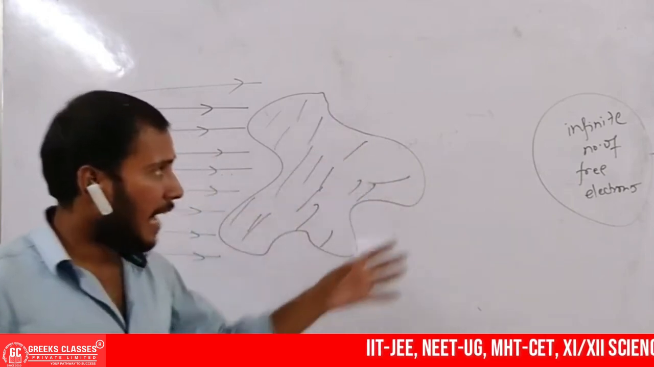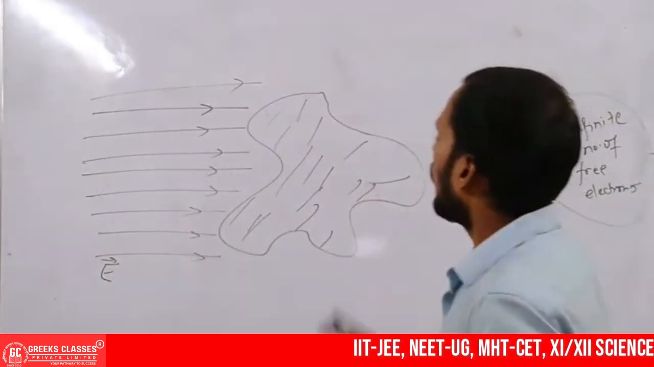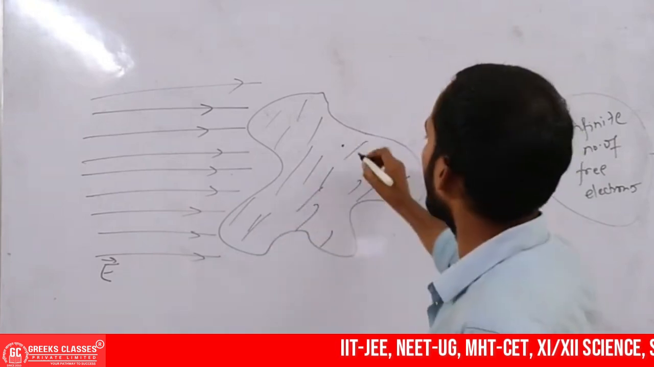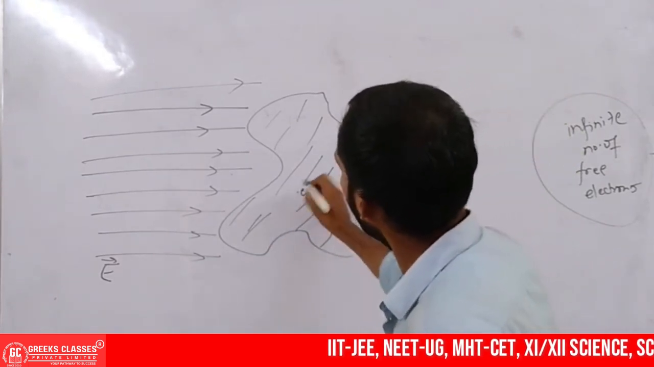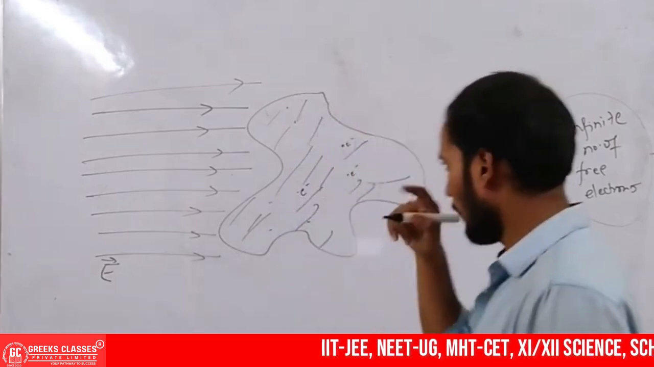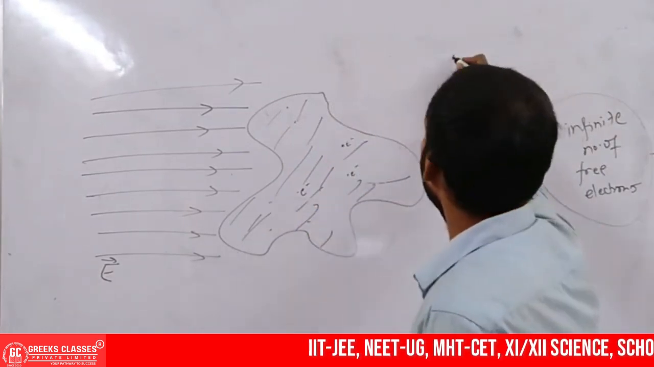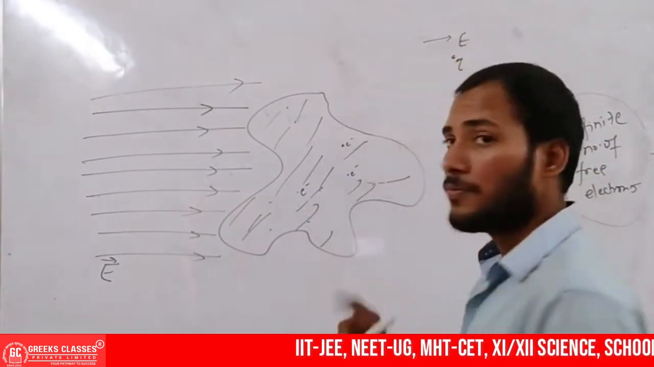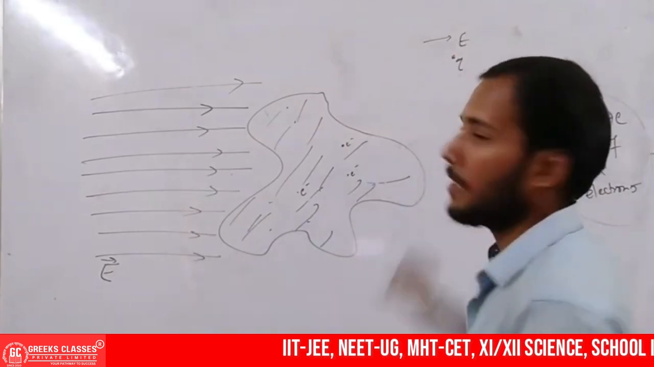Now what will happen? As we already discussed, this has an infinite number of free electrons, everywhere. So we know if a charge Q is placed in an electric field E, there is a force on this charge, equal to Q into E.